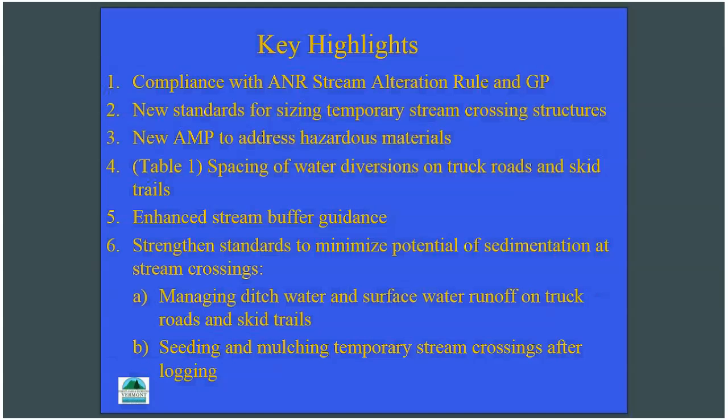We've also enhanced seeding and mulching requirements. Seeding and mulching requirements have increased from 25 feet to 50 feet on each side of temporary stream crossings. That's after a logging operation is closed out. We feel that this is a low-cost but very effective method to better ensure protection of water quality.